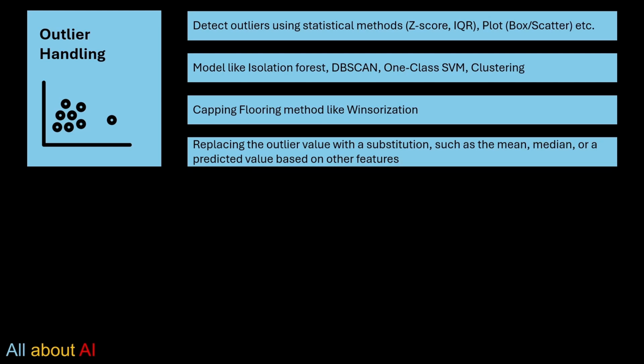There are also mechanisms like replacing outliers with a substitution, such as the mean, median, or some predicted value based on other features. Now, it's very important to understand that for some machine learning algorithms, the purpose is to detect outliers, like anomaly detection and fraud detection. In those cases, the objective of the algorithm is to detect outliers. We are not talking about those algorithms here.